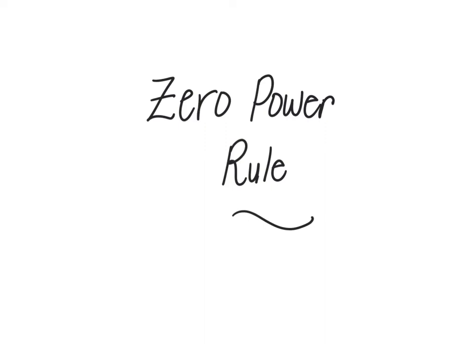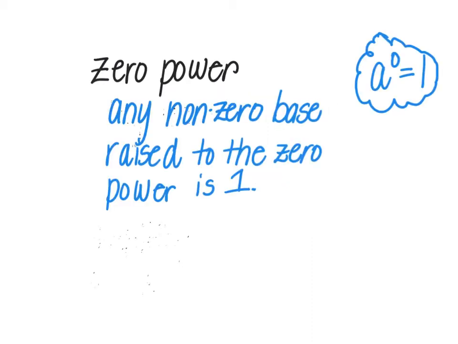This video will help you understand the zero power exponent rule. The zero power exponent rule says that if you have any non-zero base raised to the zero power, the result is 1. So off to the side, you see that I have a to the 0 and it equals 1.